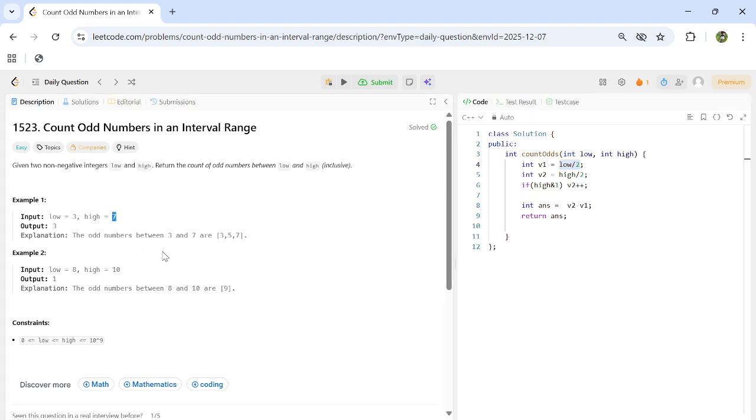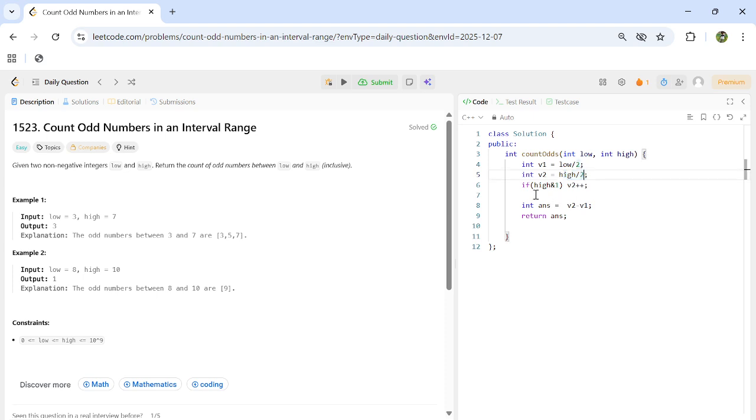Now high, you can see here it is 7. We will do 7 by 2, which means 3.5, and its floor value is 3, right? So here v2 will be 3. Now you can see, between 1 and 7, we would assume the total number of odd numbers is 3, but it is not. You can see 1, 3, 5 and 7, total 4 odd numbers are there, and here we are getting 3. So 3 is not our actual count of odd numbers, right?